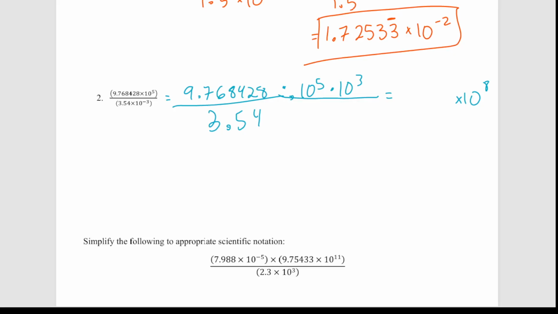And then I'm going to do that division of the coefficients off here to the side. So we have 9.768428 divided by 3.54. And that's going to give us 2.7594. And then I'm just going to choose to round to that decimal place, but this is technically rounded, just to let you know. So pay attention to how many decimal places they really want you to give there.